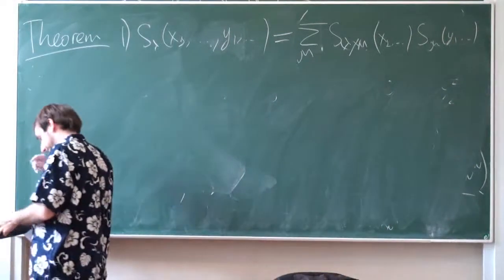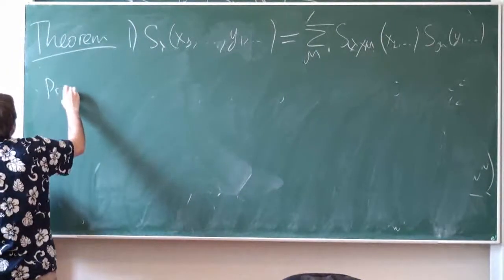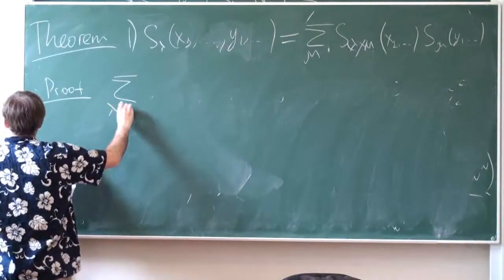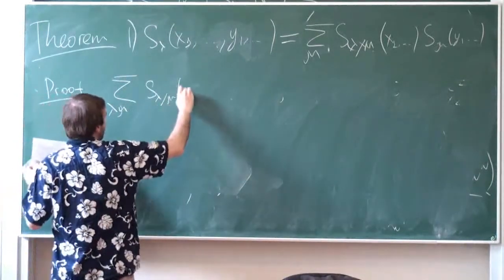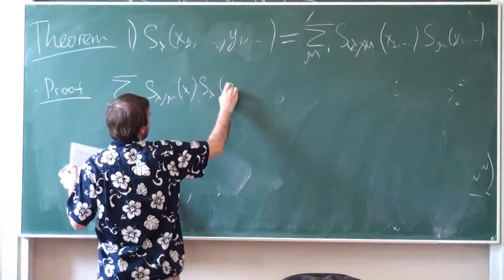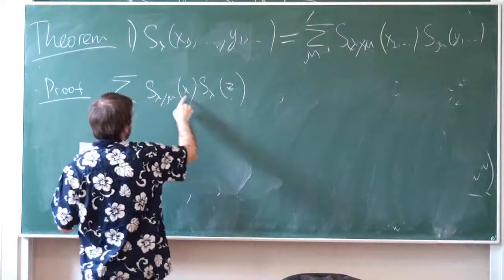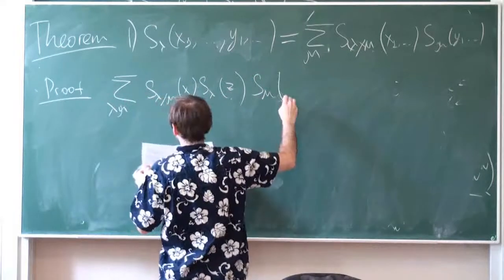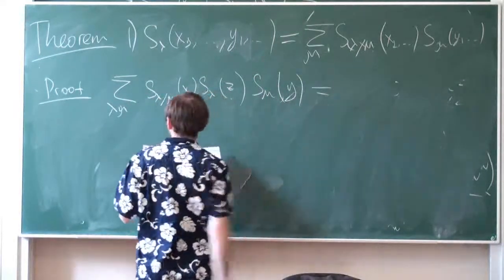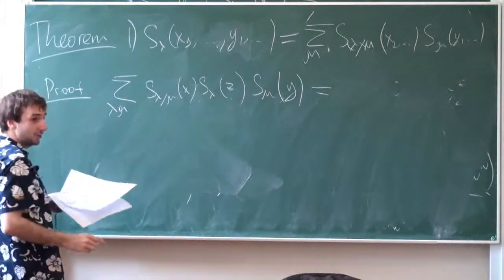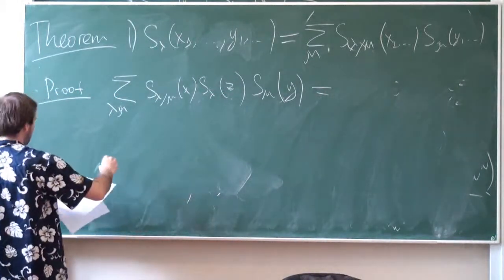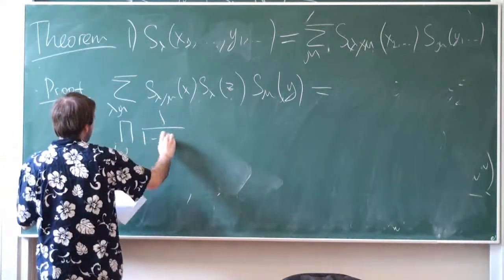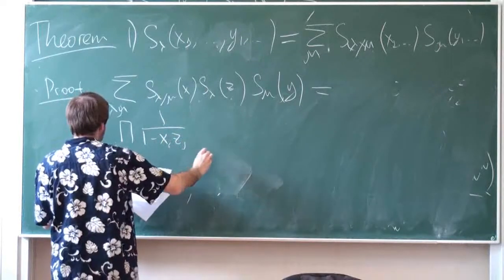Okay, so how to prove it? Well, just sum over all lambda and mu, s lambda over mu of x, s lambda of z. So x will be some set of variables, z will be a second set of variables, and y will be a third set of variables. This is equal, just by this Q-Cauchy identity that we proved recently, to the product over i, j of 1 minus xi zj times the sum.